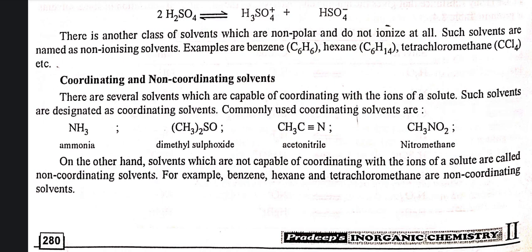Coordinating and non-coordinating solvents. There are several solvents which are capable of coordinating with the ions of a solute. Such solvents are designated as coordinating solvents. Commonly used coordinating solvents are ammonia, dimethyl sulfoxide, acetonitrile, nitromethane. On the other hand, solvents which are not capable of coordinating with the ions of a solute are called non-coordinating solvents. For example, benzene, hexane, and tetrachloromethane are non-coordinating solvents.